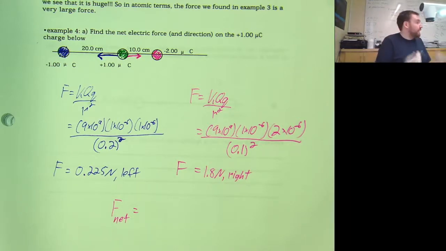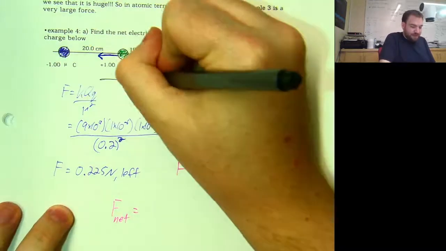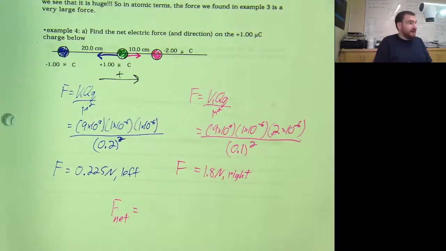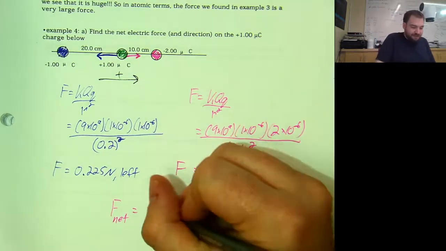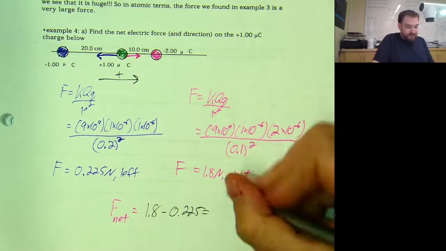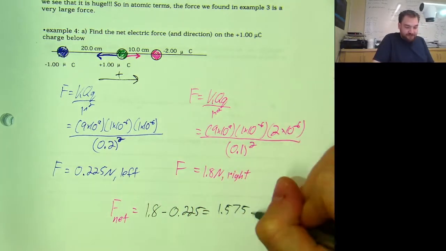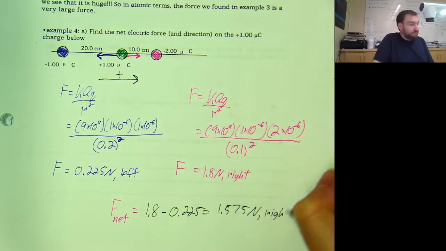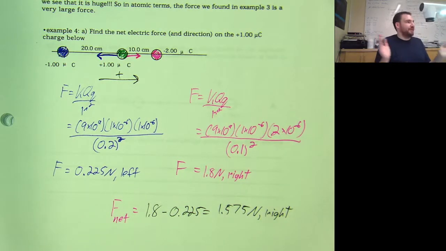So what is F net? We didn't pick a direction to be positive. Let's say to the right is positive because that's where my larger force is. Find F net. F net's the sum of the forces. Use the direction to determine positive or negative. So this is going to be 1.8 minus 0.225. We find a net force of 1.575 newtons to the right. Totally straightforward, yes? We're using K, Q, and Q, not G, M, and M, but the math is exactly the same, which again is eerie depending on your worldview.